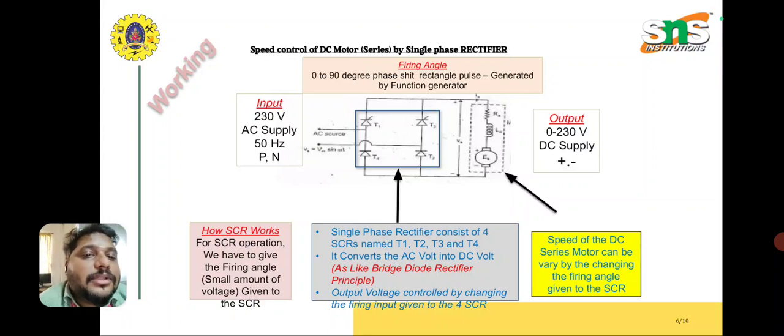How does an SCR work? For SCR operation, we have to give the firing angle, a small amount of voltage given to the SCR. The single phase rectifier consists of 4 SCRs named T1, T2, T3, T4. It converts the AC voltage into DC voltage. The speed of the DC motor can be varied by changing the firing angle given to the SCR. This is the basic working principle of the speed control of a DC motor. Here we take it as a series motor.